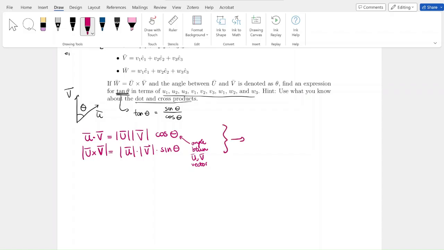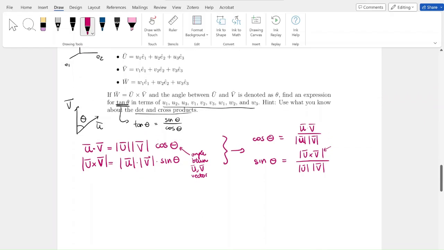So this can be written as cosine theta equals U dot V divided by the magnitude of U times the magnitude of V. And then sine theta can be written as the magnitude of U cross V divided by the magnitude of U times the magnitude of V. And just as a note, these bars represent the magnitude of something. So the magnitude of a vector is kind of like the length of a vector. Or not kind of, it is the length of a vector.